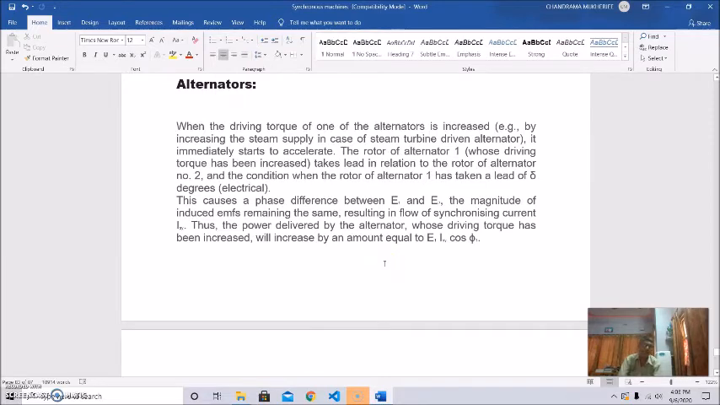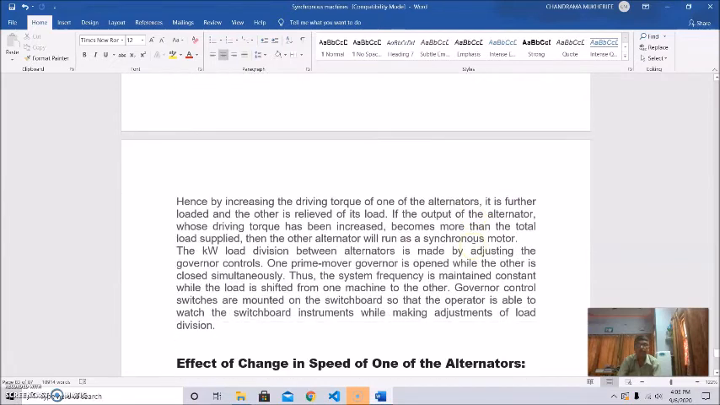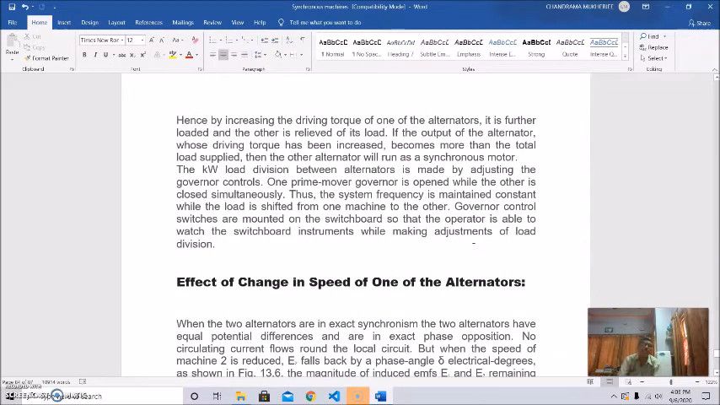Thus the power delivered by the alternator whose driving torque has been increased will increase by an amount equal to E1 ISY cos phi 1. Hence, by increasing the driving torque, the alternator is further loaded, and the other is relieved of its load. If the output of the alternator whose driving torque has been increased becomes more than the total load supplied, then the other alternator will run as a synchronous motor. The kilowatt load division between alternators is made by adjusting the governor controls. Thus the system frequency is maintained constant while the load is shifted from one machine to the other. Governor control switches are mounted on the switchboard so that the operator is able to watch the switchboard instruments while adjusting the load division.